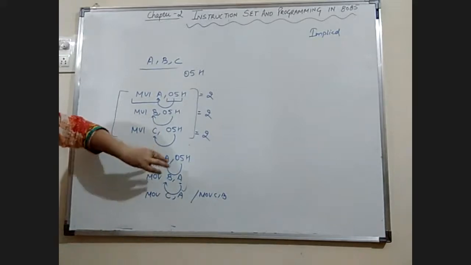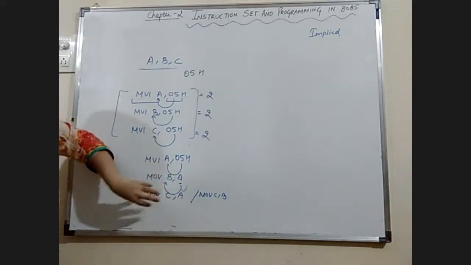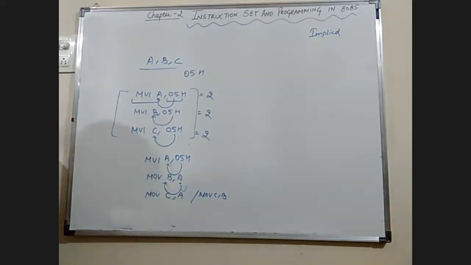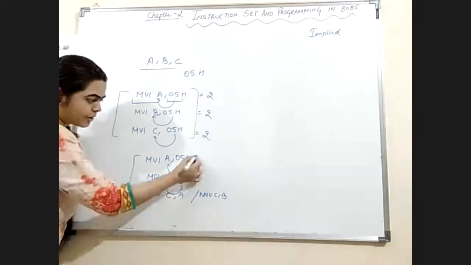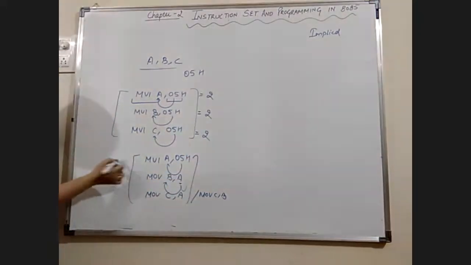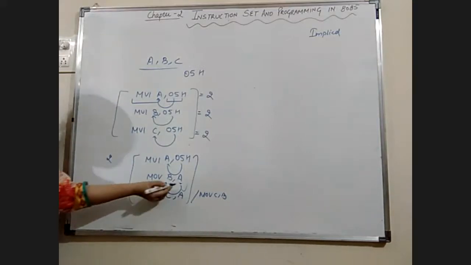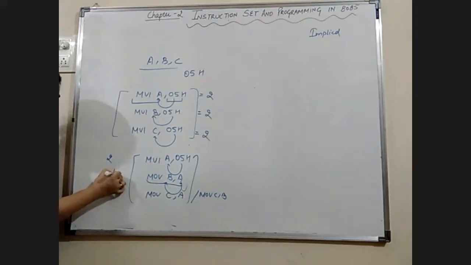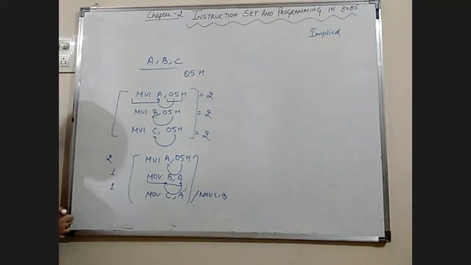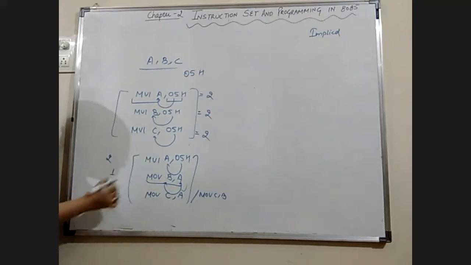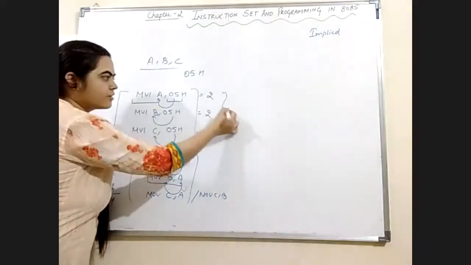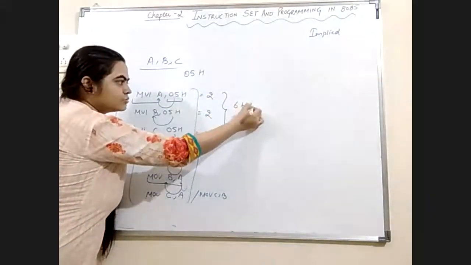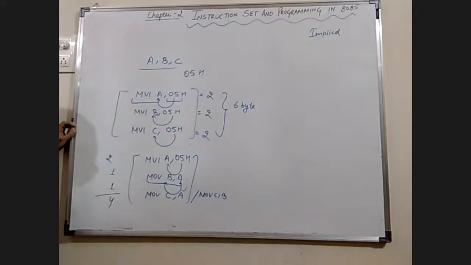So that means B में भी contents रहेंगे and those contents will be copied into C. So if we are writing this command, what does it mean? It means this instruction will occupy 2 bytes of memory. This is the register addressing mode where the operand is present inside the register. So this is 1 byte and this is also 1 byte. So that means if we are writing this program, then overall 4 bytes of memory will be consumed, and if we are writing like this, that means we are consuming 6 bytes of memory.